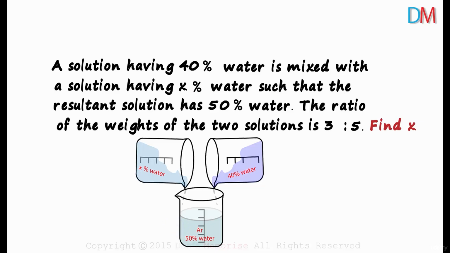We have also been told about the ratio of the weights of the two solutions that are mixed. It's 3 to 5. We have been asked to find X. What percentage of the second solution has water? Now the moment we see this problem, we should realize that it's a weighted average problem. Two quantities are mixed to get a resultant quantity.